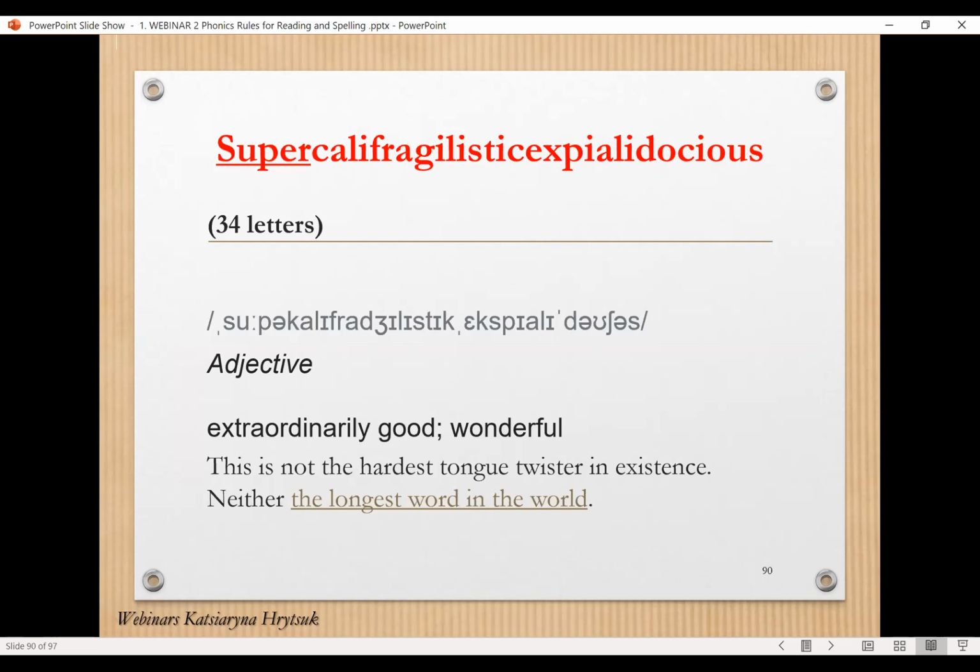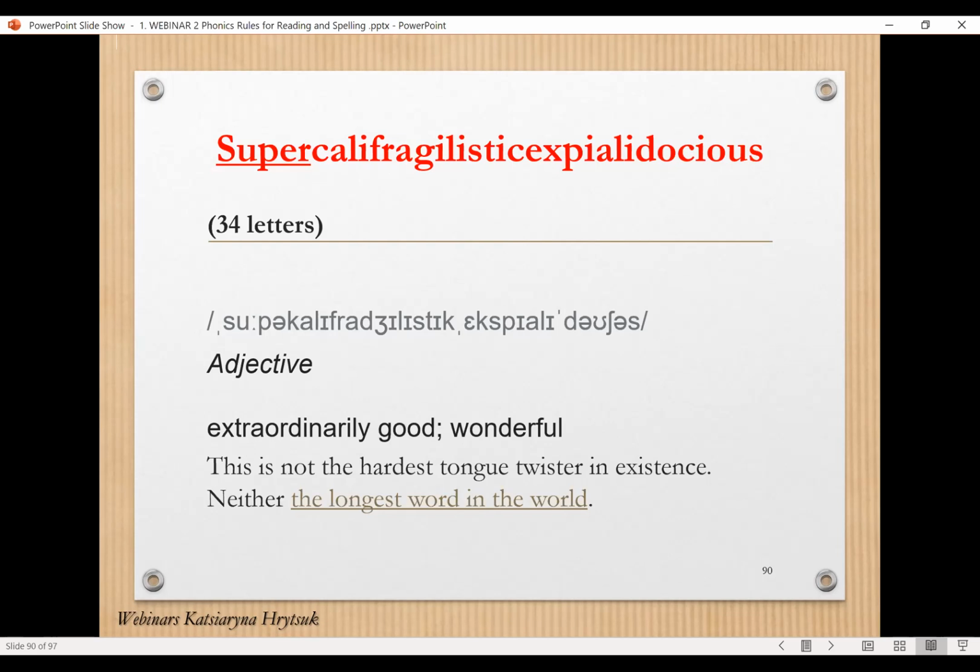Zhenya, can you say supercalifragilisticexpialidocious? No. Vika, who can try? Supercalifragilisticexpialidocious. Lera, try. Vika, continue. Supercalifragilisticexpialidocious. It means wonderful. Very good. Lera, you try. Supercalifragilisticexpialidocious. Yes. So you can practice this.